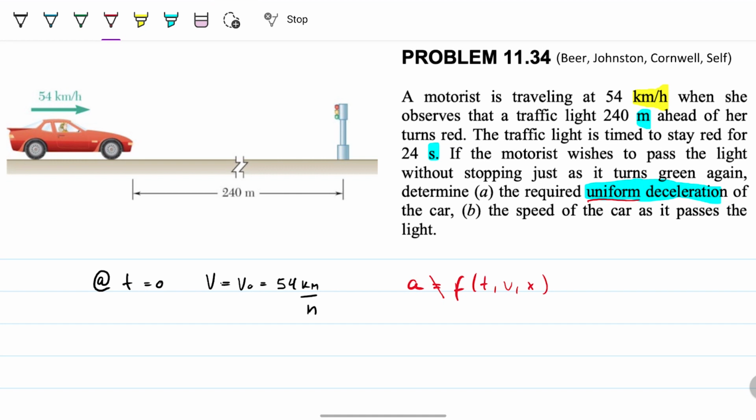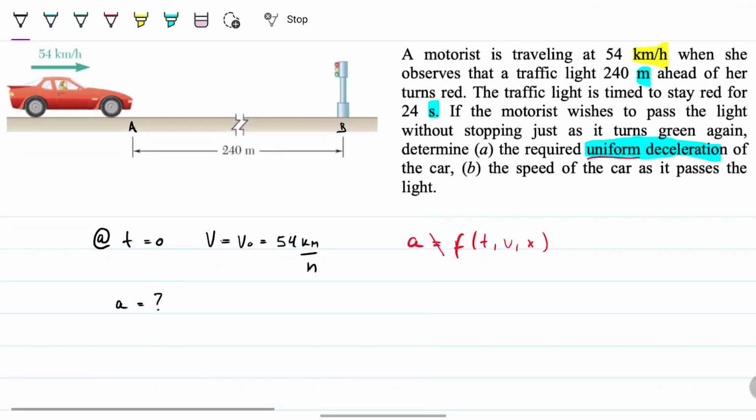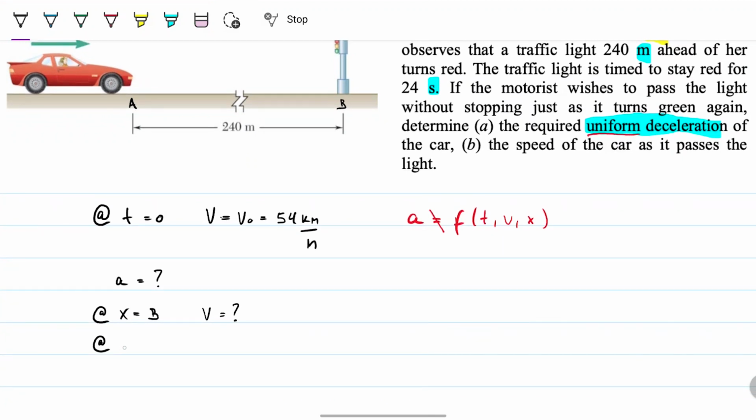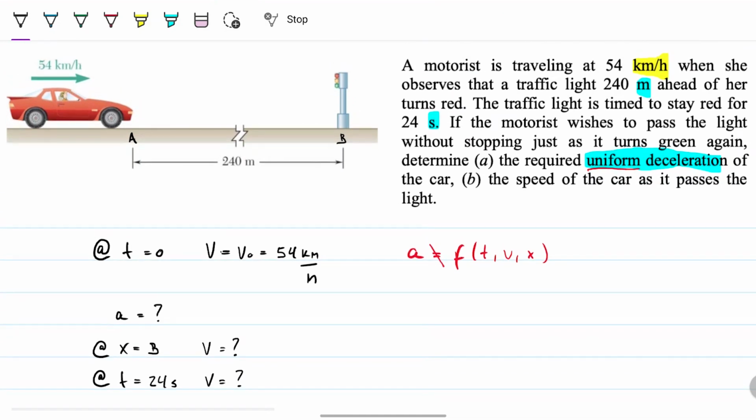Okay, so we are to find out first, what is the acceleration of the car? So a equals what? And what is the speed as it passes the light? Let's call this position here A, this position B. It wants to know at x equals B, V equals what? Another way of asking the same question is at time equals 24 seconds, V equals what? Because we know that we want it to happen exactly after 24 seconds.